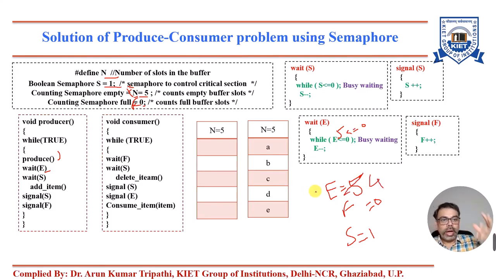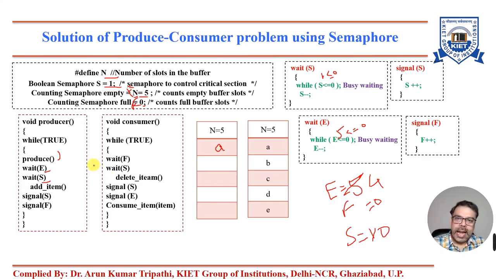Now it is going to add an item into the buffer. When it is adding an item into the buffer, the consumer should not be allowed to enter or use the item from the buffer or consume the item from the buffer. So here there is a lock. We have to apply the lock. So wait S, which has the initial value 1. Is 1 less than or equal to 0? The condition is false. So automatically it will set the value to 0. Now it will add an item into the buffer.